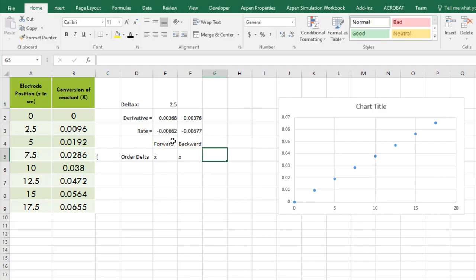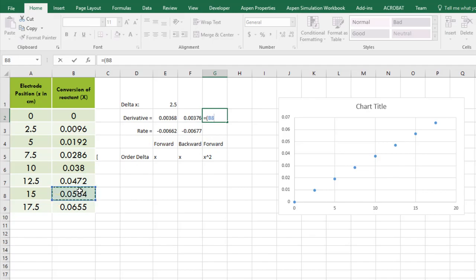This was delta x. Now then, if I want to do this order delta x squared with forward, let's look at what that does for me. So the forward finite difference says that I am going to take negative f of x plus 2 delta x's. Did I put a negative in there? I did not. All right. Plus 4 times f of x plus delta x minus 3 times f at x, all divided by 2 divided by delta x, which is 2.5.